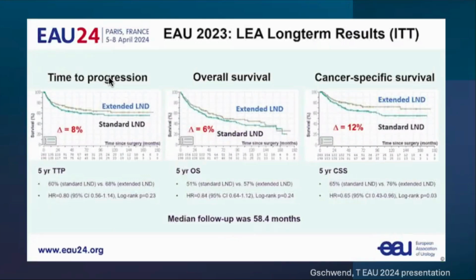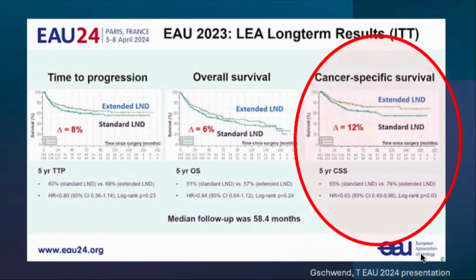There still remains a stable difference between the extended and standard lymph node dissection arms, a delta of around 8%. However, this was not statistically significant. For their key secondary endpoint, overall survival, there is still potentially some stable difference, however, also not statistically significant.